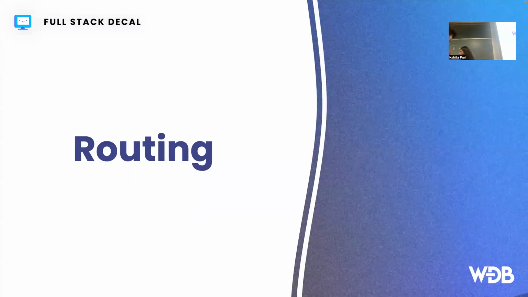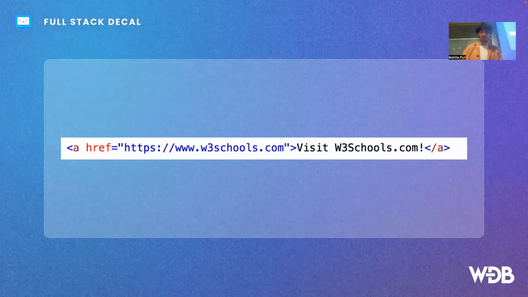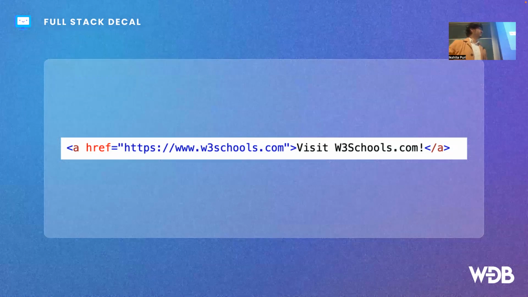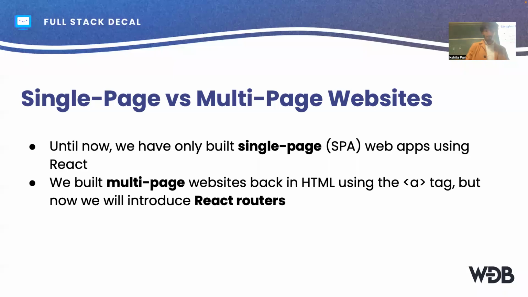Okay, now we're going to be talking about routing. So this is an example of a link. You've probably seen one before. What routing lets you do is, in React so far, the websites you've made have just been one page. So now the question is, how can we add multiple pages to our website? And the answer is going to be routing.